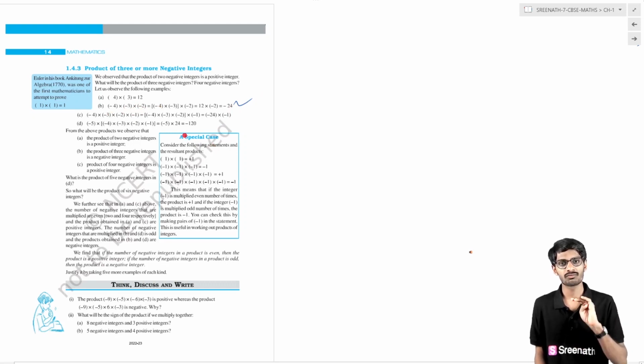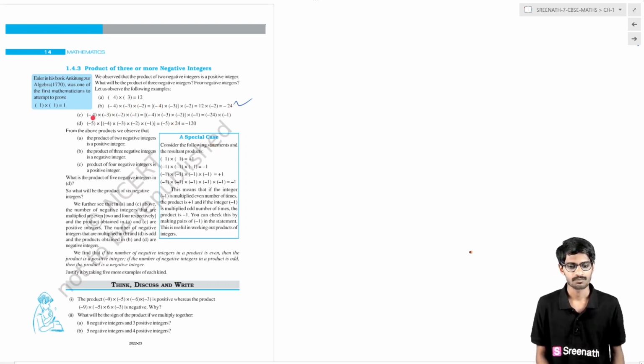Now when we multiply four negative integers, what happens? Here we have minus 4 into minus 3 into minus 2 into minus 1. At first we multiply the first two numbers, then the next two numbers, then we multiply the results of these two. Minus 4 into minus 3: when you multiply two negative numbers, you get a positive number, and the multiplication is similar to whole number multiplication. Here they have done it in a different way, but we will do it in a simpler way.